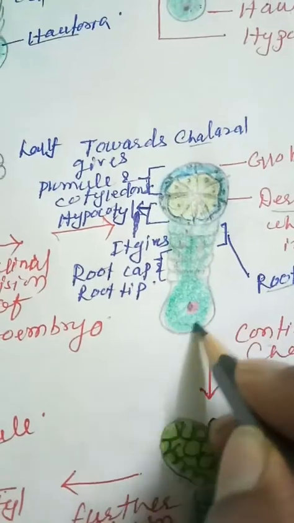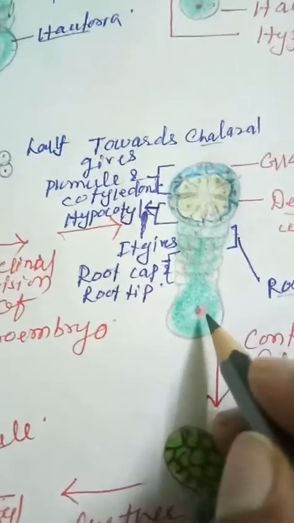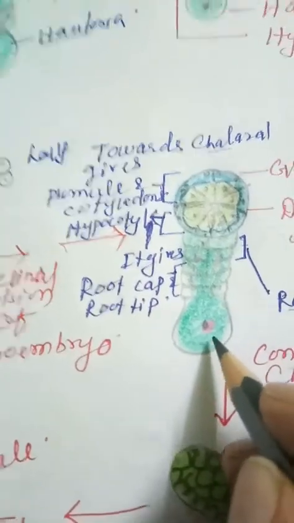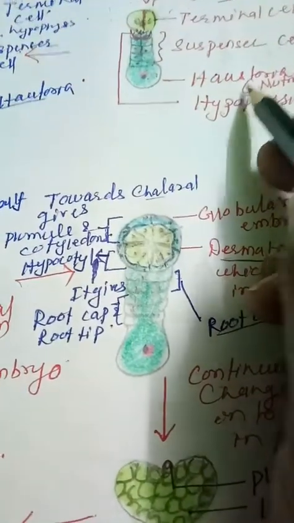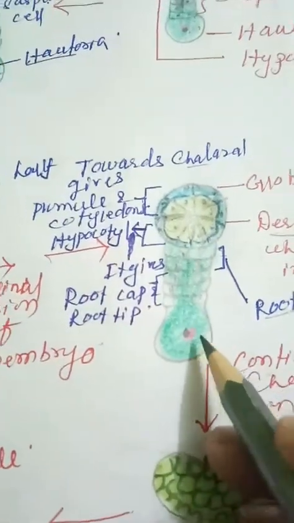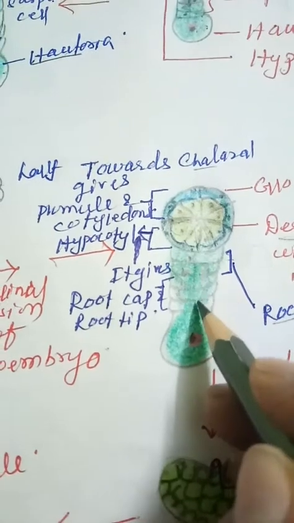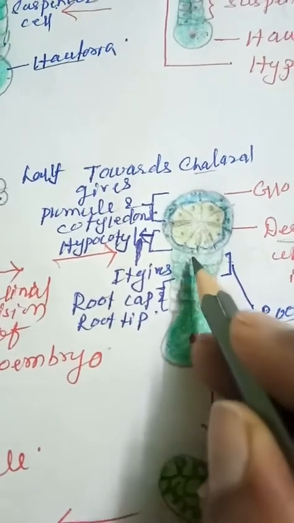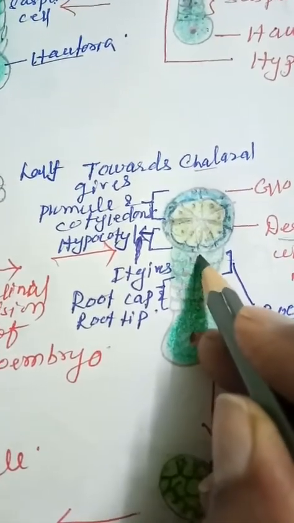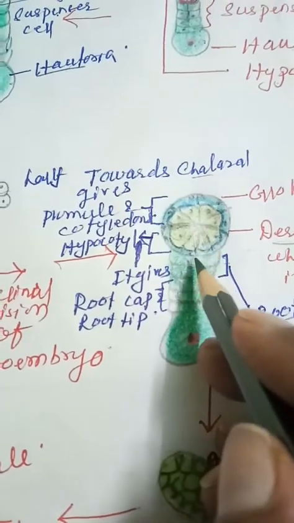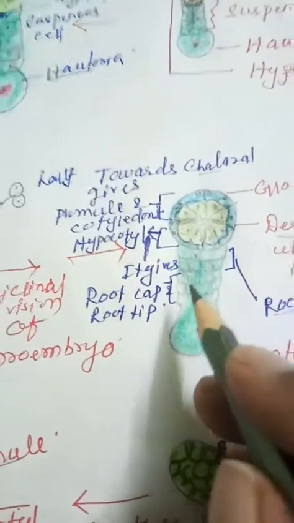Here the largest part of suspensor cell is called haustorium, which provides nutrition, and this neck-like structure is called suspensor cell, and the last suspensor cell which is towards the terminal is called hypophysis.